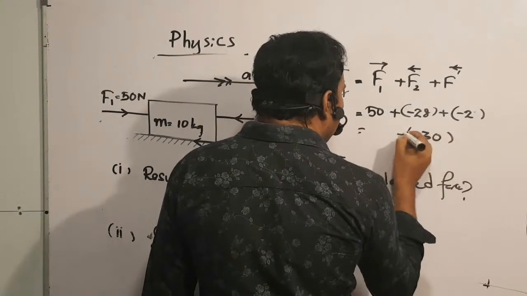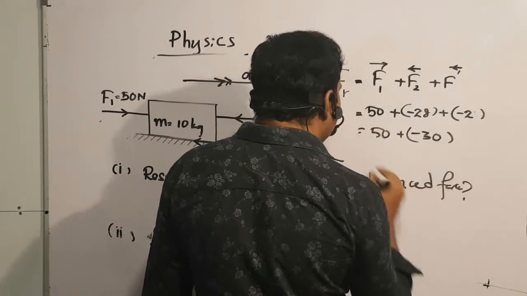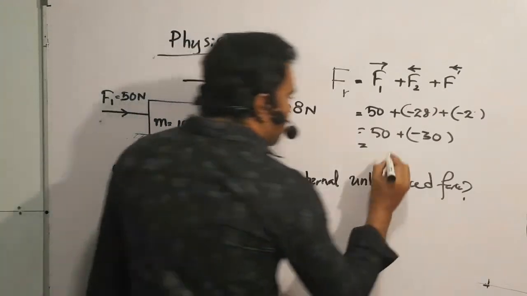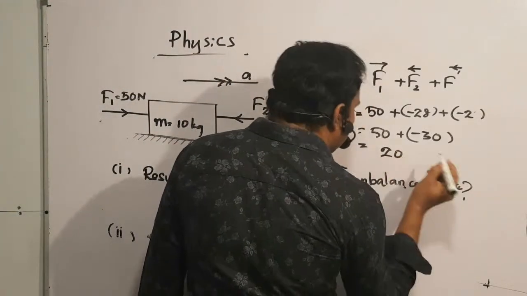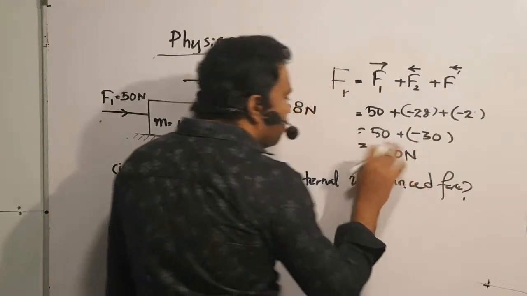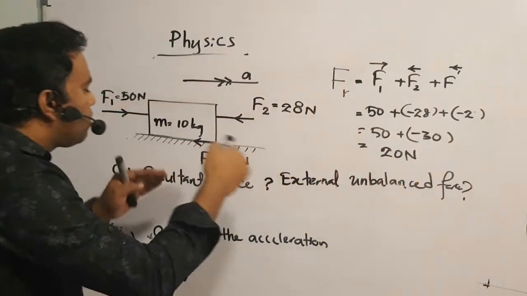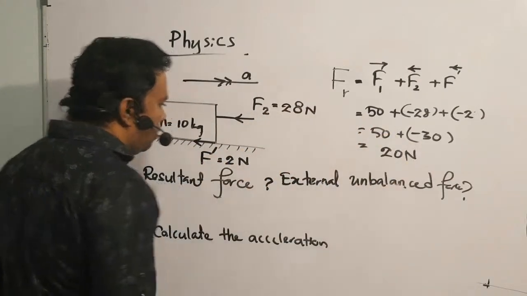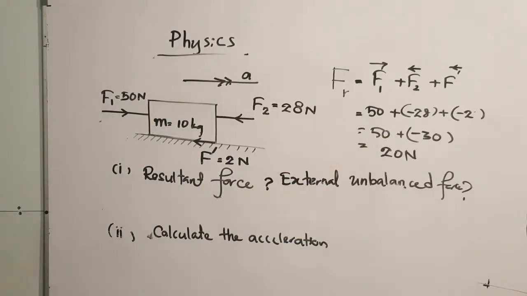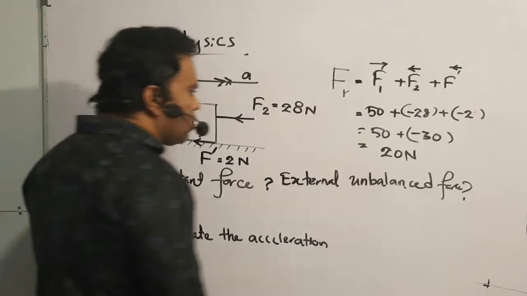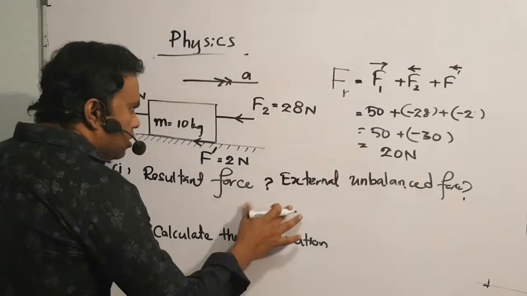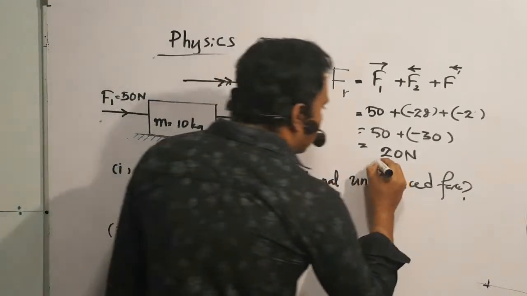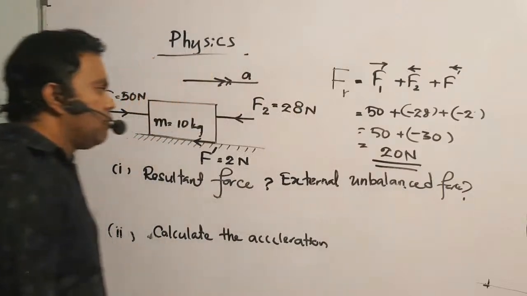Newtons of force plus 50, so we end up with external unbalanced force of plus 20 newtons. Positive means the external unbalanced force or resultant force is in the positive direction. So this calculation must be here, and your answer is 20 newtons of external unbalanced force.